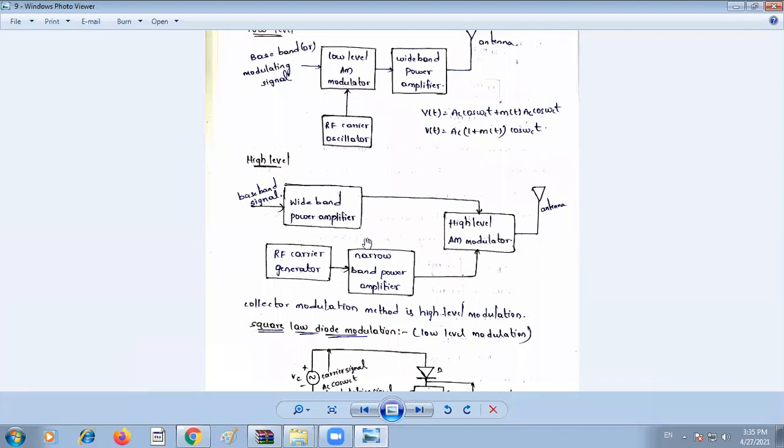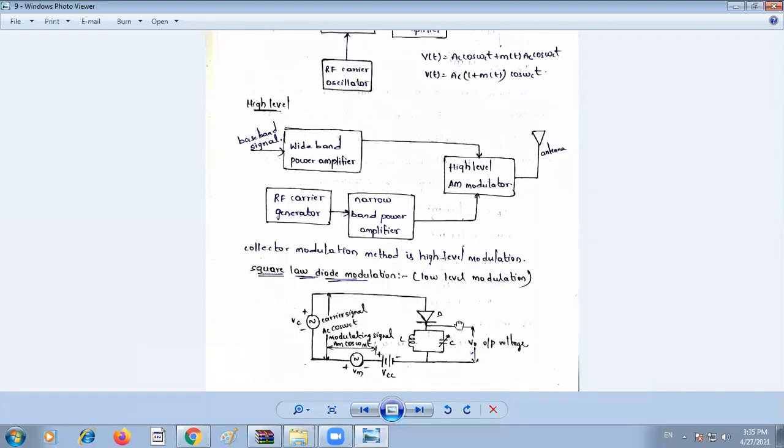For high level modulation, the best example is the collector modulated method. In your curriculum, that is the switched modulation method. Collector modulated method or switched modulation method is there. Now go for low level modulation, that is the square law diode modulation method, that is the low level modulation method.